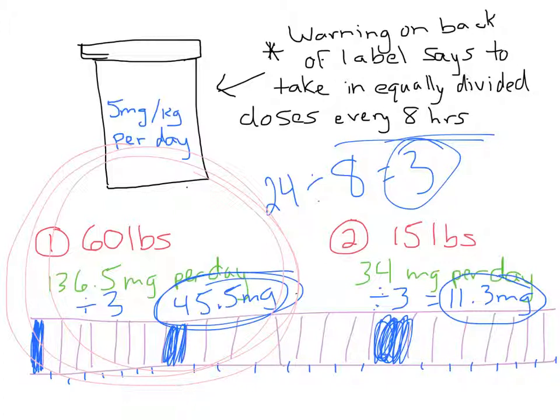And it's the same thing over in patient number 2. Their daily dose is 34, whereas their individual dose would be the 11.3. Your individual dose is always going to be smaller than your daily dose, because your individual dose is what you're taking multiple times in a day.